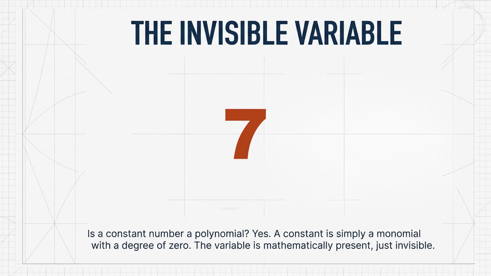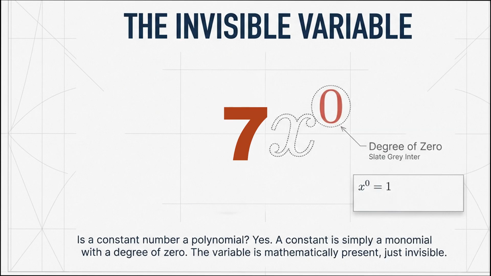Now, more details, and you must know this. Do you think a lone constant like 7 is a polynomial? Yes. A constant is actually a monomial with a power of 0. Even without a visible variable, it is a valid member of the family.